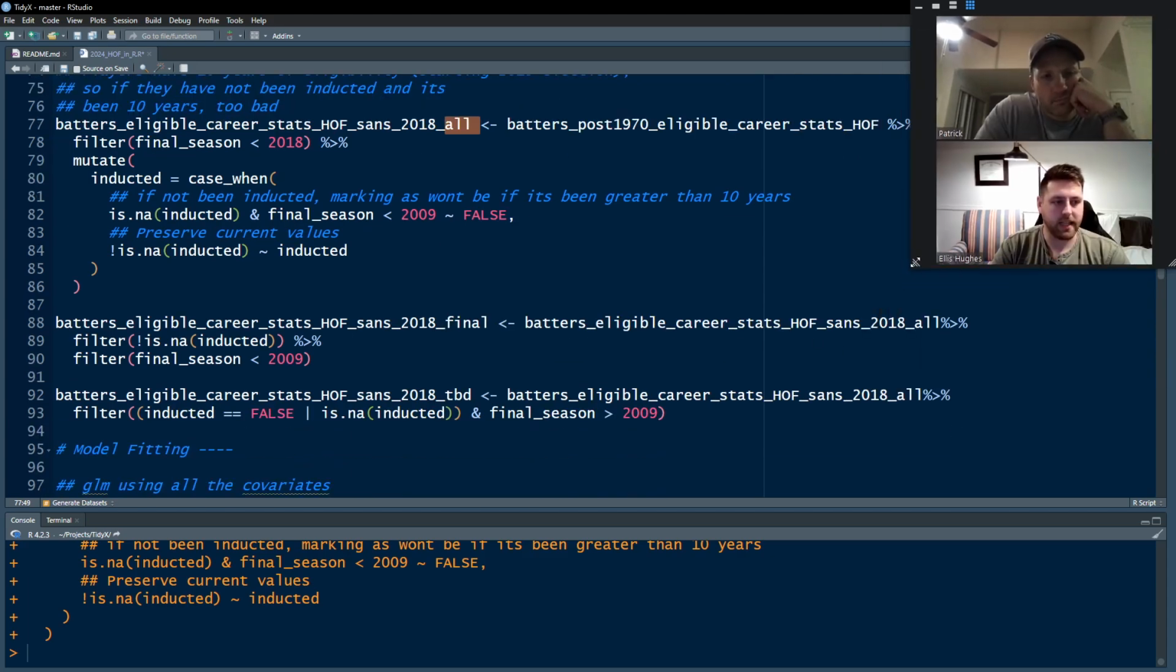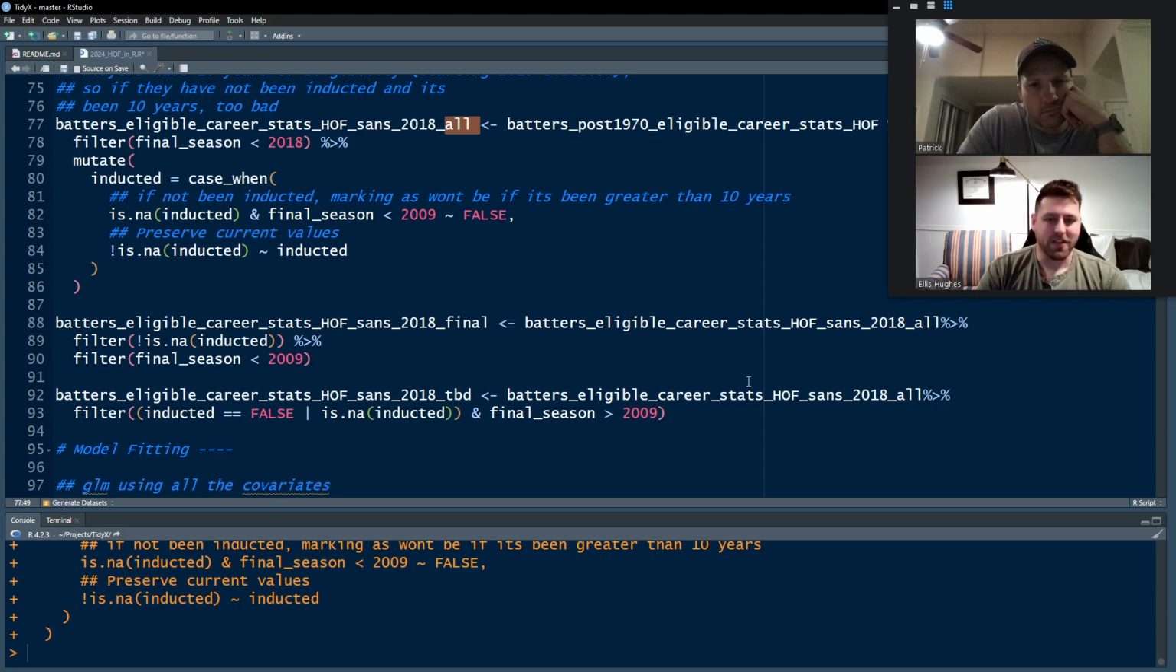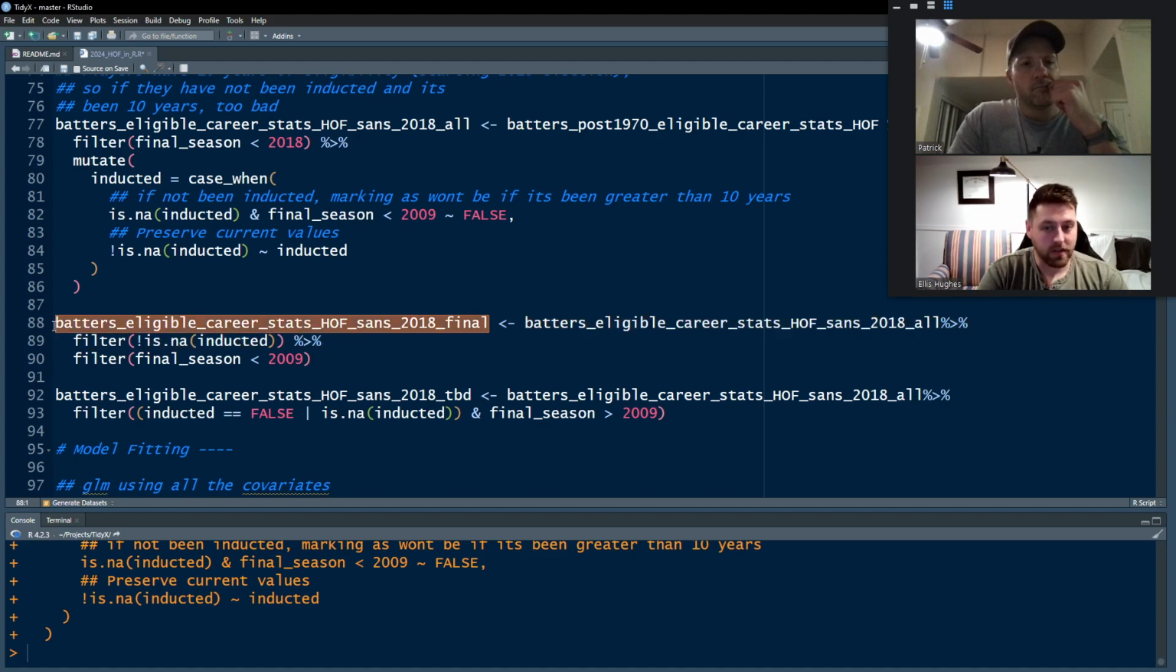We're now going to take this and split it down even further, because there are some people whose final status we don't know yet. They may have been voted on and voted no, but they still have eligibility. They still could go up this year, next year, the year after that, and be voted and inducted into the Hall of Fame.